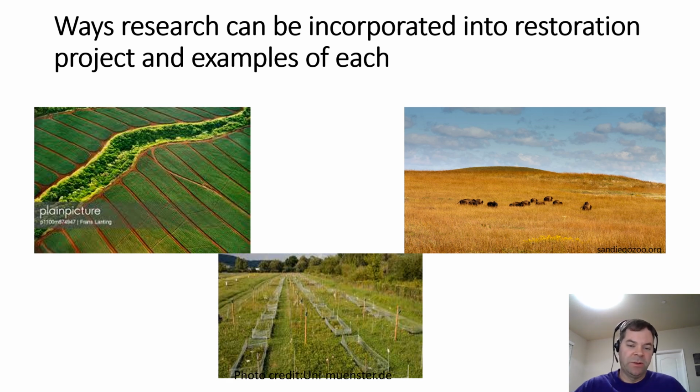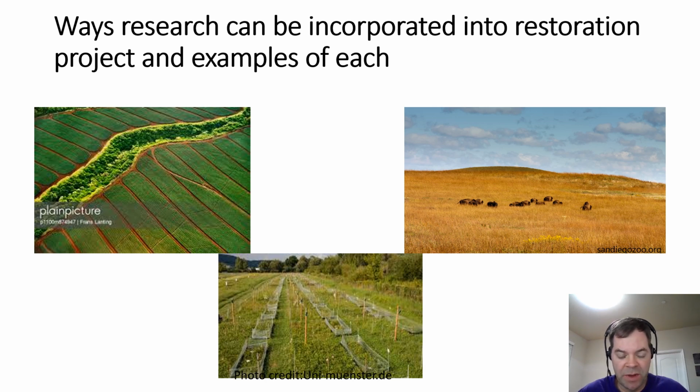There are numerous ways research can be incorporated into restoration projects, and here's three examples. They can investigate remnant habitat to determine what habitat community exists on the landscape and give you information about what you need to restore your site to. They can investigate the historical community that existed on the landscape, what type of community existed and what animals existed on the landscape.